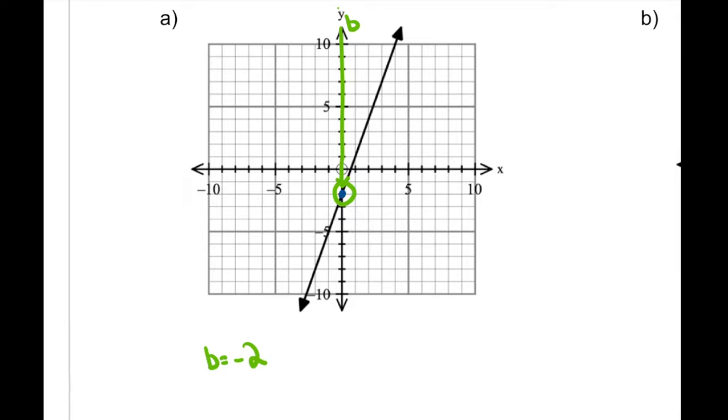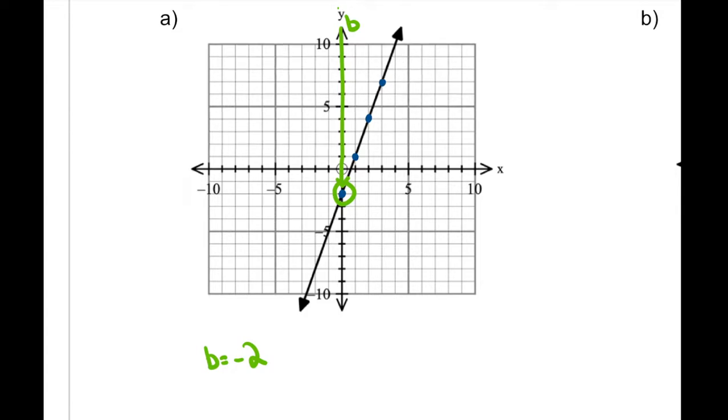Now, for my multiplier, I need to find 2 points. The nice thing about the y-intercept is that it counts as 1 point. So now I just need to find another nice point. If I look along my graph, I see a couple nice points. I see one here, I see one here, I see one here. And again, by nice points, I mean points where I can clearly see that they cross a grid line, because that's going to help me when I'm counting or figuring out my rise over run.